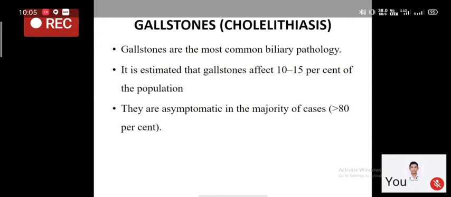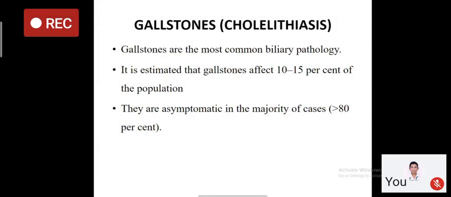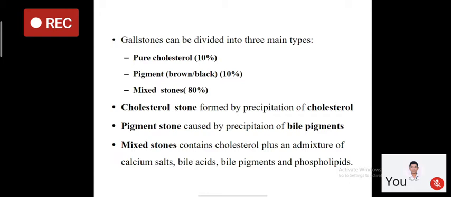It is estimated that gallstones affect 10 to 15% of the population. So it is a very common condition, although most gallstones are asymptomatic. They are asymptomatic in the majority of patients, that is, in more than 80% of patients. So it is a very common condition, but still most patients are asymptomatic.